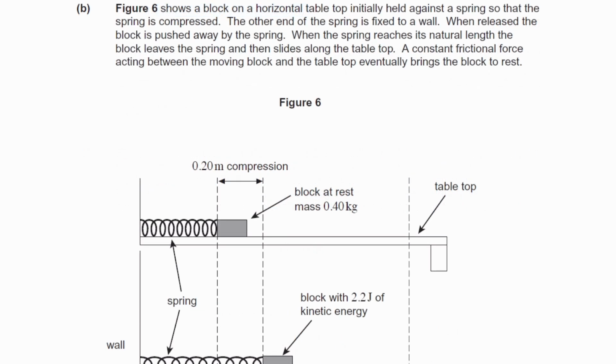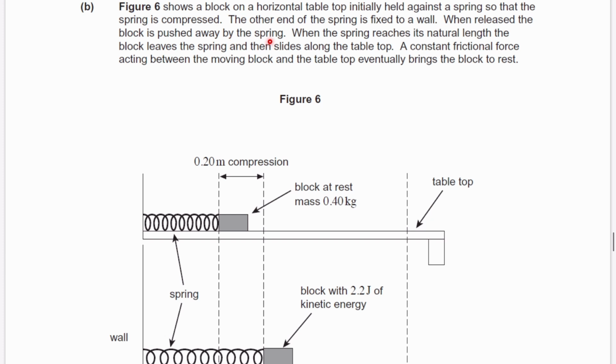Figure 6 shows a block on a horizontal tabletop, initially held against a spring so that the spring is compressed, which is what we see over here. The spring is compressed by a distance of 0.2 meters, the mass of the block is 0.4 kilograms. The other end of the spring is fixed to a wall. When released, the block is pushed away from the spring. When the spring reaches its natural length, the block leaves the spring and then slides along the tabletop.